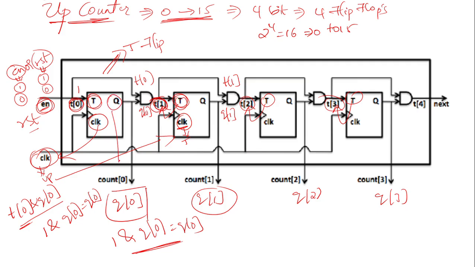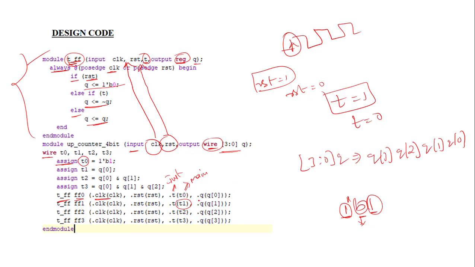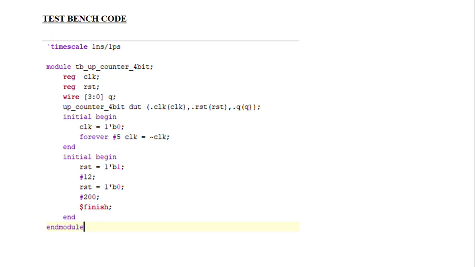So this Q is connected to count of 0, or nothing but Q of 0 here. Again this Q connects to Q of 1. Like that, Q is connected to Q of 0, Q is connected to Q of 1, Q is connected to Q of 2, and so on. After connecting all these things, we have made the up counter, followed by endmodule. It is the end of the connections in the design code.